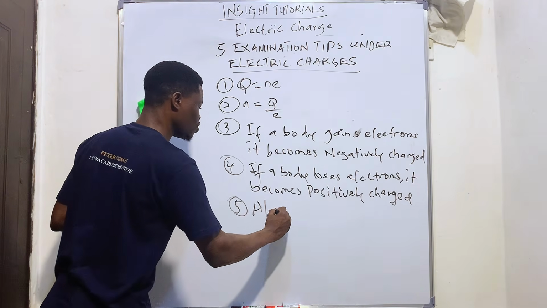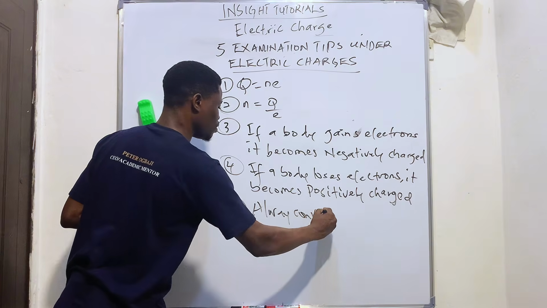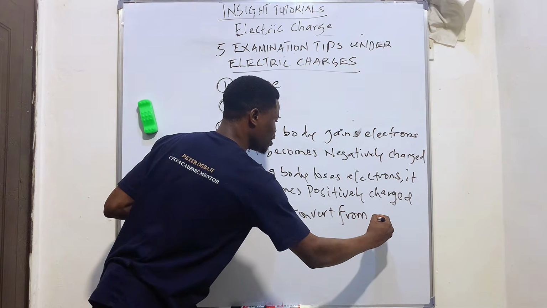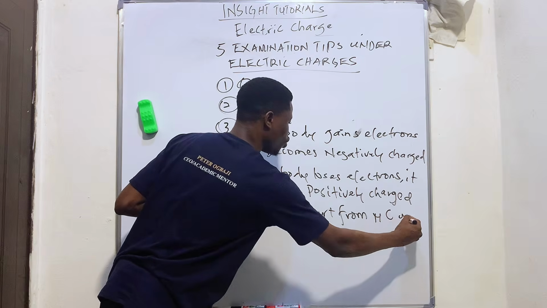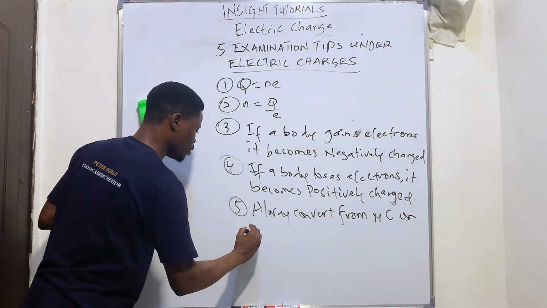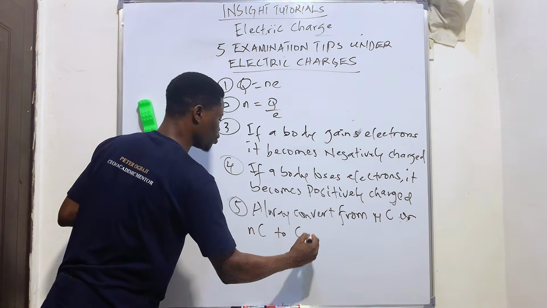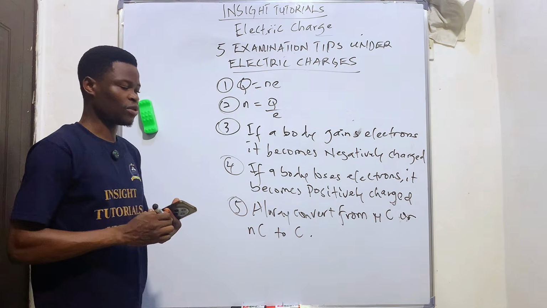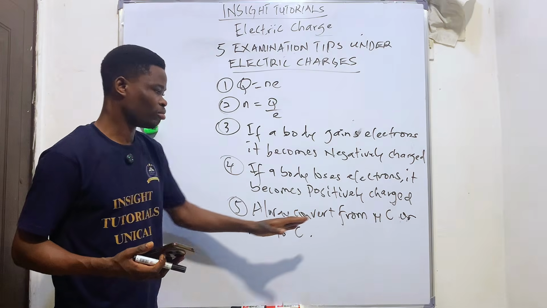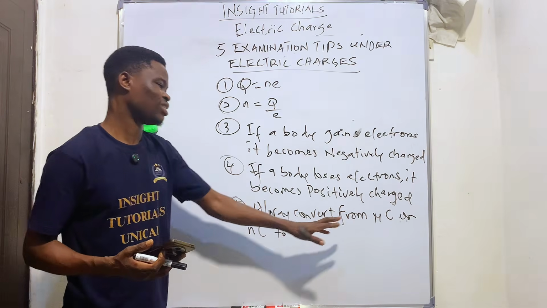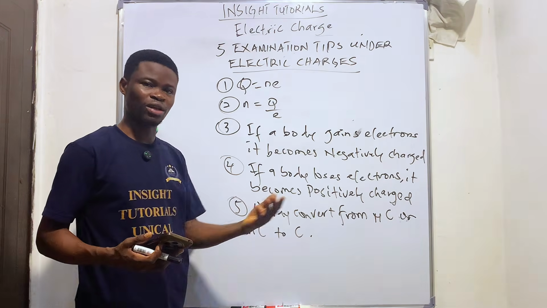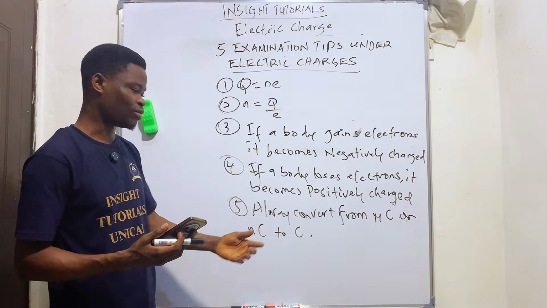So always convert from either microcoulomb or nanocoulomb towards coulomb. Very importantly, if you're given anything in microcoulomb or nanocoulomb, convert it. When you see the word micro, just know it's 10 to the power of -6, nano is 10 to the power of -9, and then you must have converted it to coulomb.